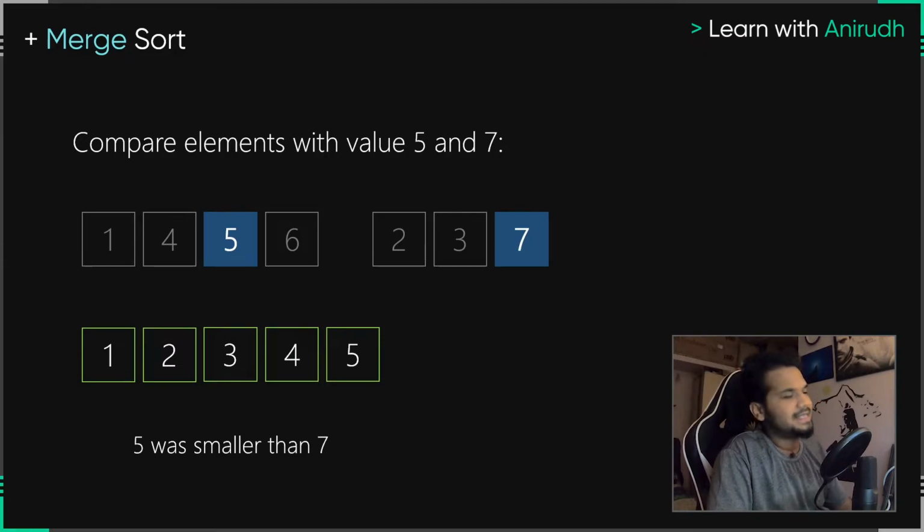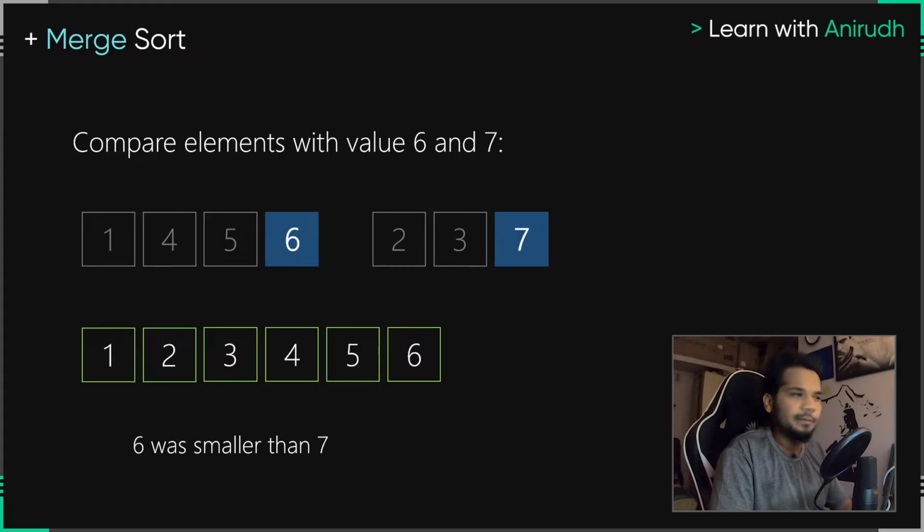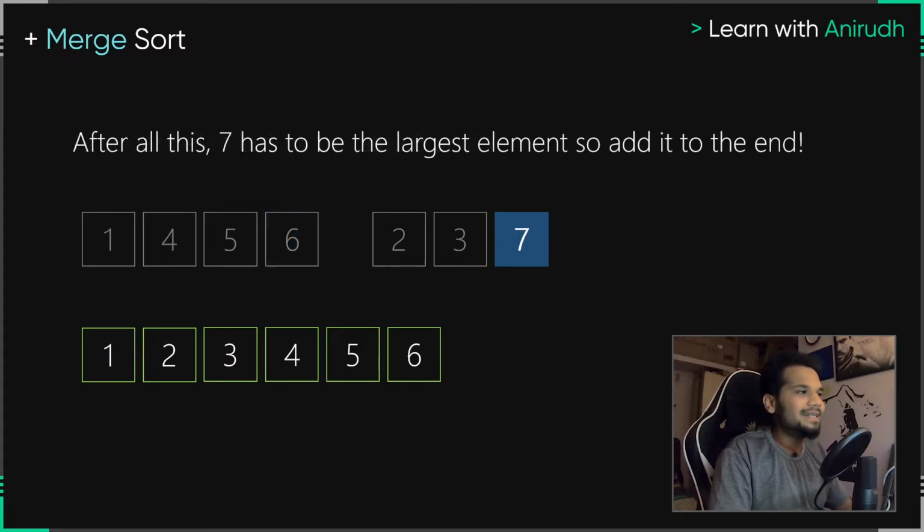5 is smaller than 7, so we got it. The next thing is what? You do not compare 6 with 2 and 3, because we are already done with 2 and 3. So you directly compare 6 with 7. As soon as you compare 6 with 7, 6 was the smaller one and you put it there. Now which element is left? After everything, you have only one element left, which is 7.